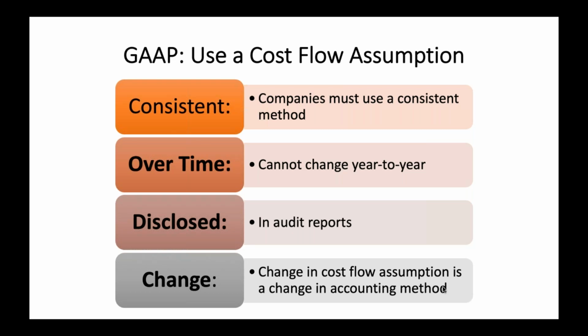But what's interesting is GAAP says that you must use a consistent method year to year. You can't just change every year. The method of cost flow assumption that you use must be disclosed in audit reports. And if you change it, it's a change in accounting principle. Now, this makes sense because if you're in finance and you've been involved in manufacturing over the years, you understand that there are advantages and disadvantages to each cost flow assumption in terms of what costs are recognized as cost of goods sold and how that impacts profitability. And you can't just change things year to year to maximize your profitability.